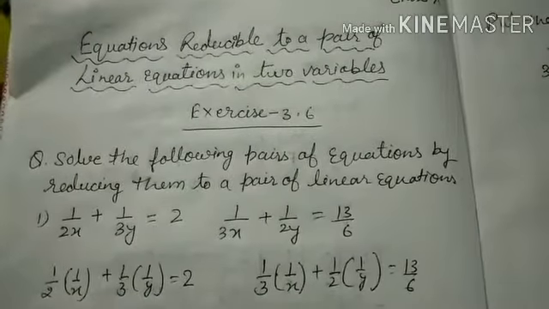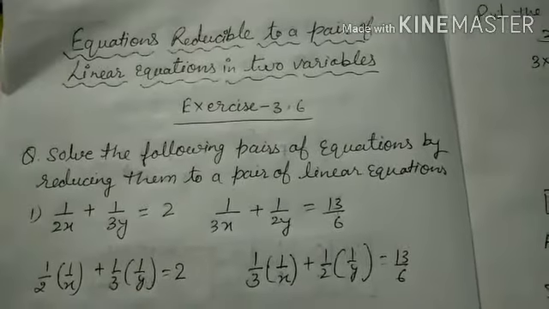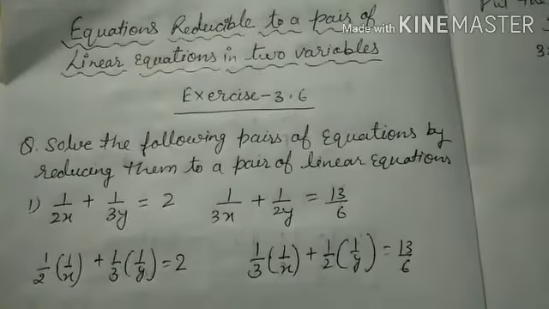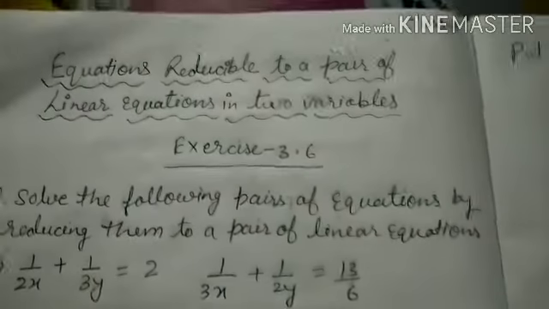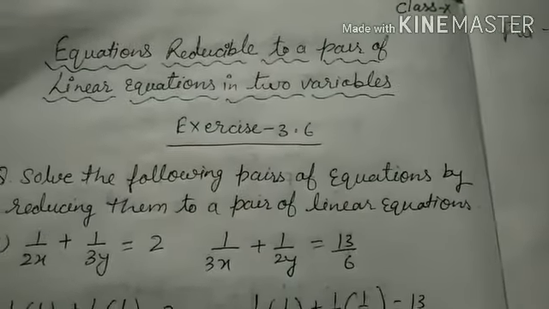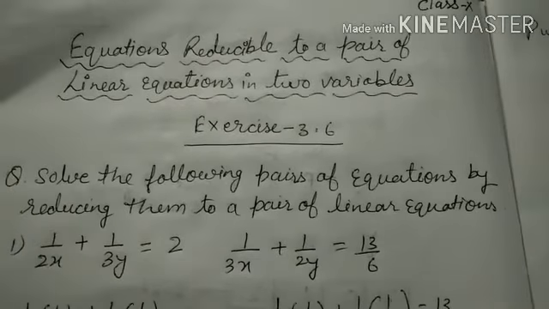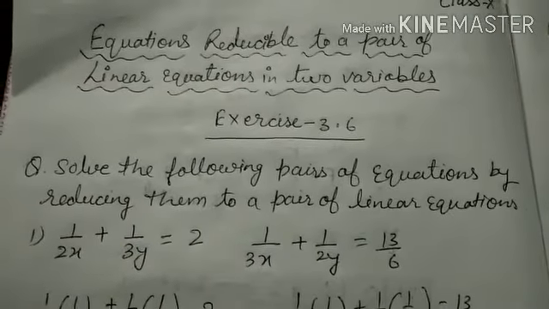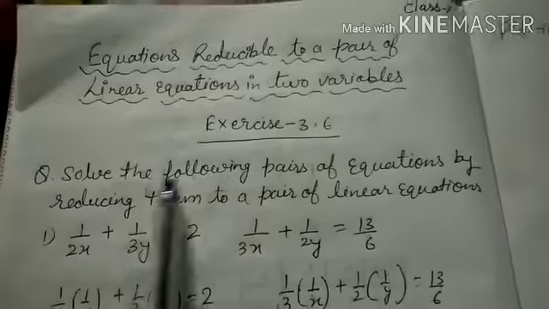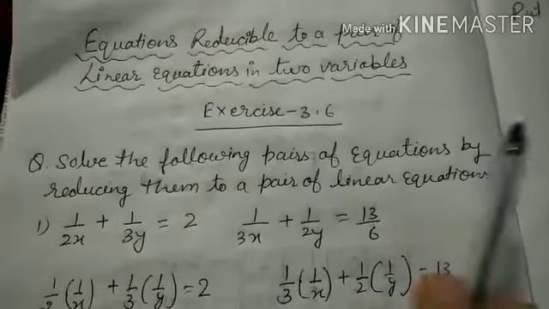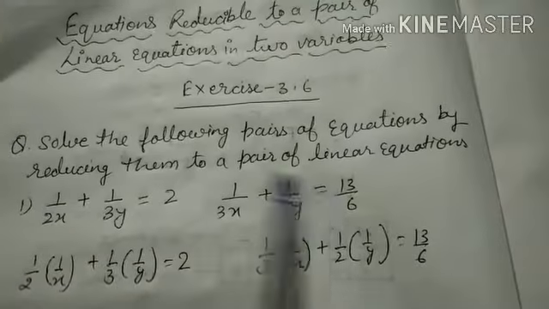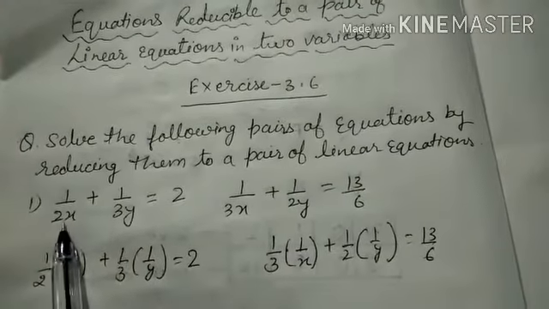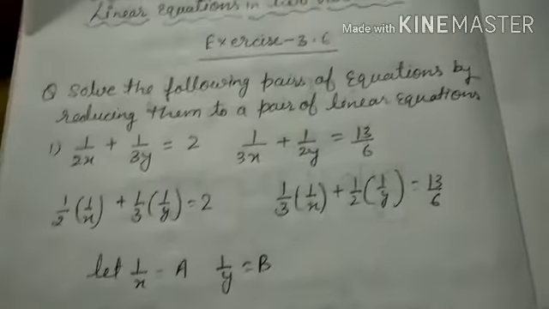Welcome to maths class. Dear students, as we are doing chapter number 3, that is pair of linear equations in two variable, and today we will do equations reducible to a pair of linear equation in two variable, and we have exercise number 3.6 and this is the question. Solve the following pairs of equations by reducing them to a pair of linear equation. We will reduce all these equations in the pair of linear equation and after that we will solve it.